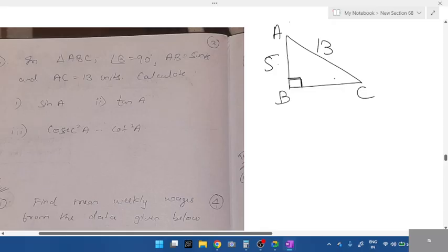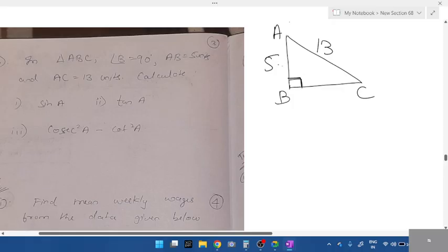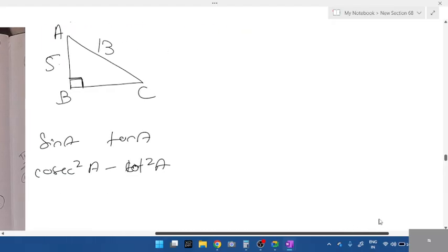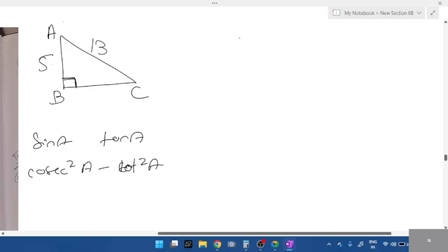As I solve, you just keep comparing with your answer. You'll get to know where you are lagging and what mistakes you have made. Okay, 13 is given, 5 is given, BC is missing. Without this, you can't solve. I'll take the question. We need to find sin A, tan A, cosec square A minus cot square A. Okay, apply Pythagoras theorem.